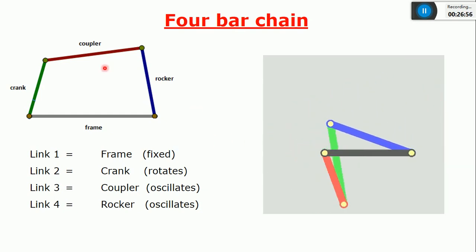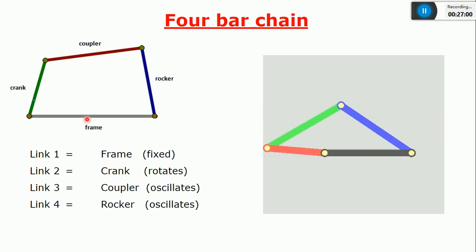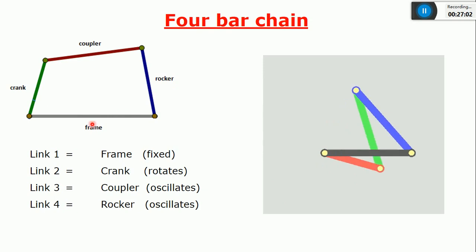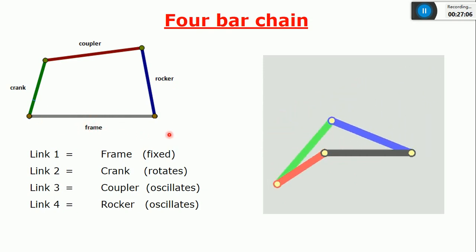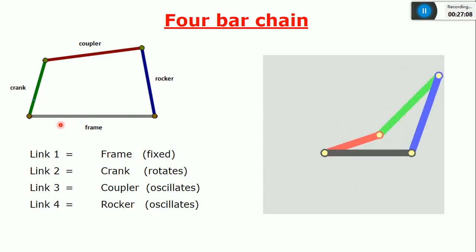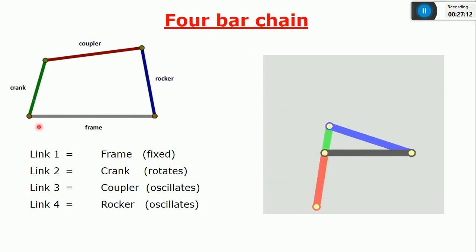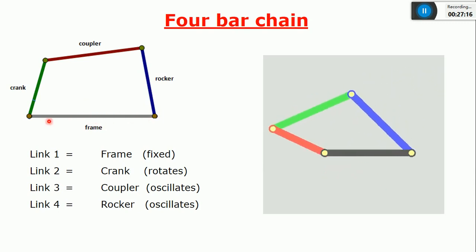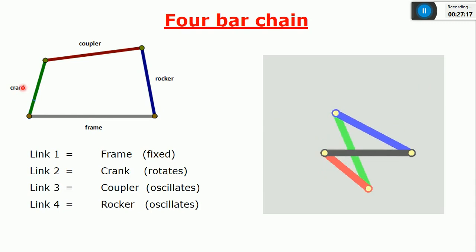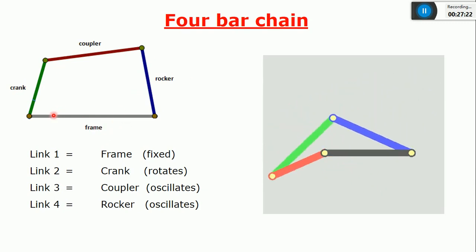Once again, please draw this 4-bar chain. Now I'm going to get different inversions by fixing different elements. For your syllabus, only the first inversion is there. What I will do, I'll consider this 4-bar chain and fix the frame. Then I'll modify some dimensions. I'll increase the size of the crank, coupler, and rocker, and I'll get 3 more examples of a first inversion.